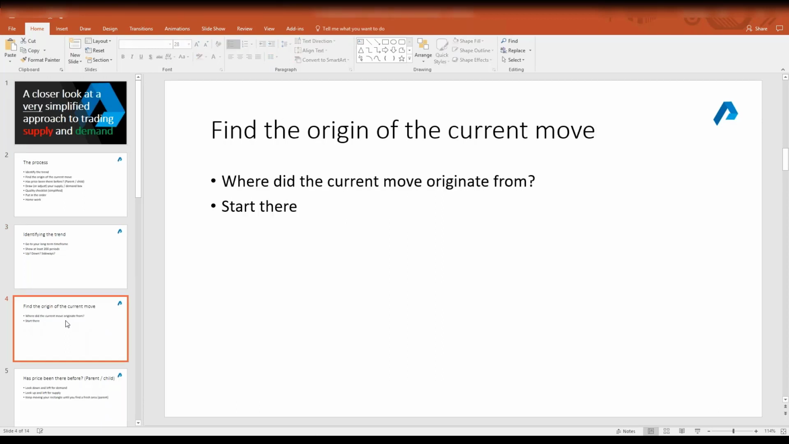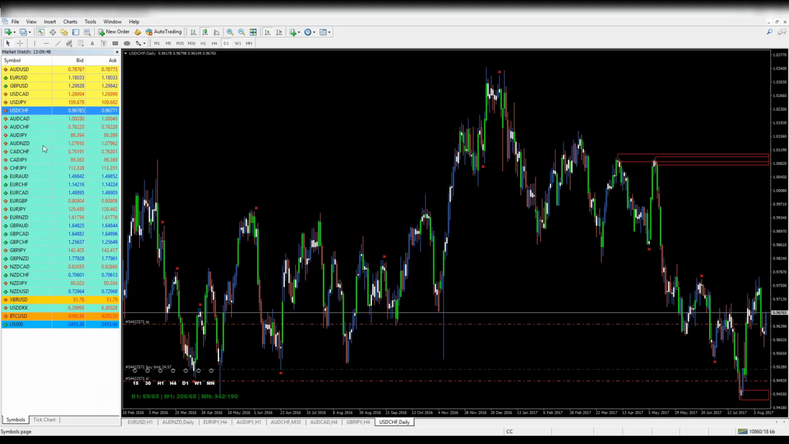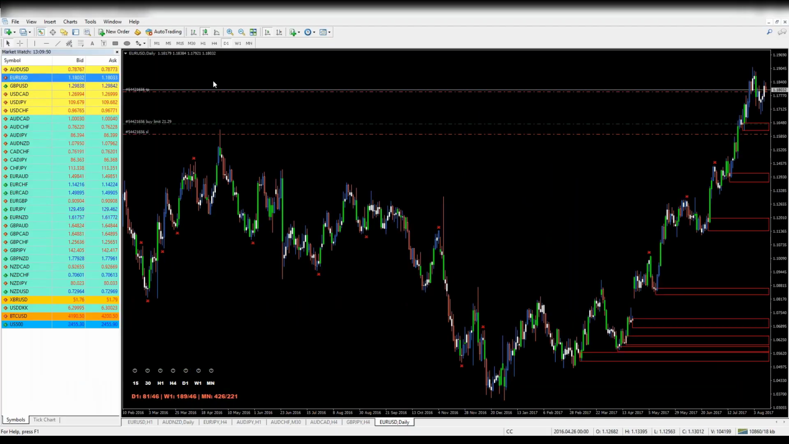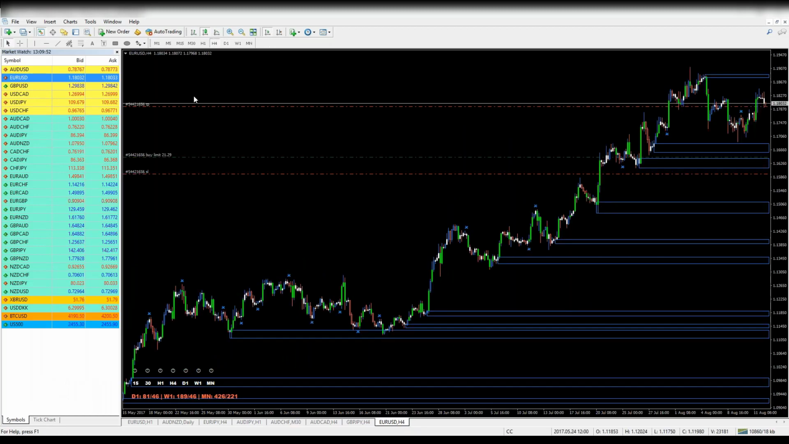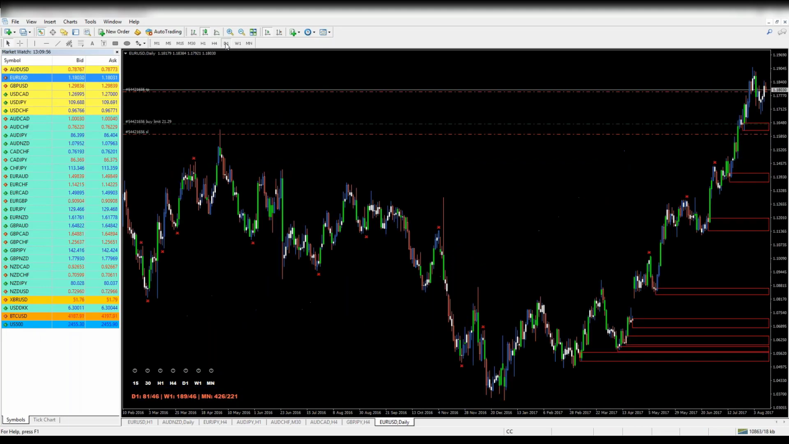Then we have this one, find the origin of a current move. And this is where you ultimately start your analysis. So if we go back to the euro, which is a really nice example of price that is trending on the 4-hour chart, where is the origin of this move? I have to go out once again. You can see the origin of this move is actually all the way down here. This is where this move originated from.